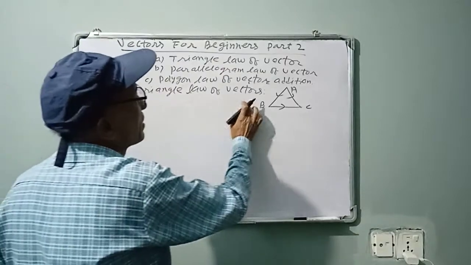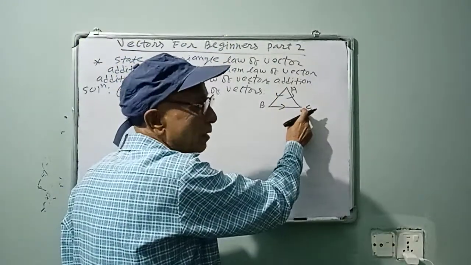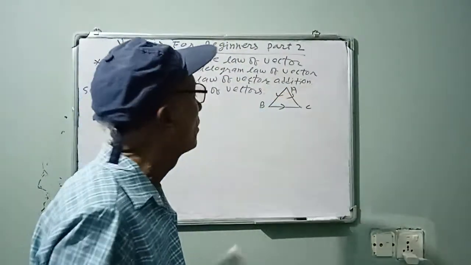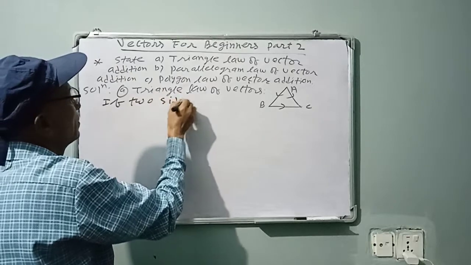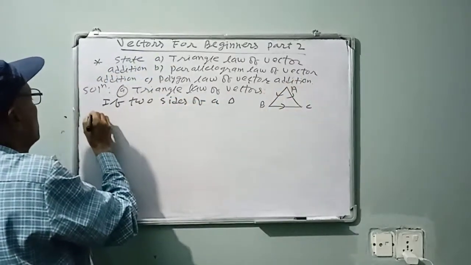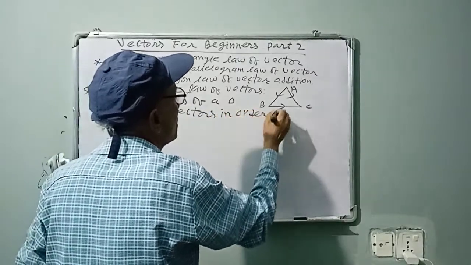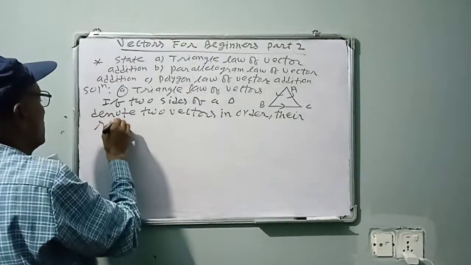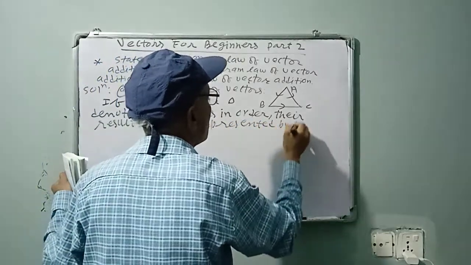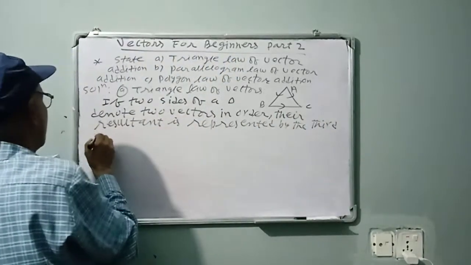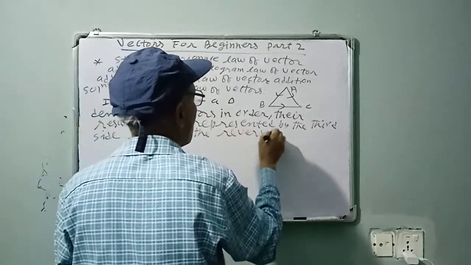So, triangle law of vector addition. यो ट्राइङ्गल ABC मा AB र BC दुईटा साइडहरू छन्। यदि AB र BC लाई जोड्ने हो भने AB र BC को सम चाहिँ थर्ड साइडसँग इक्वल हुन्छ। How to write down? See, if two sides of a triangle denote two vectors in order, their resultant is represented by the third side taken in the reverse order.